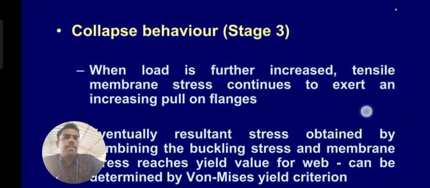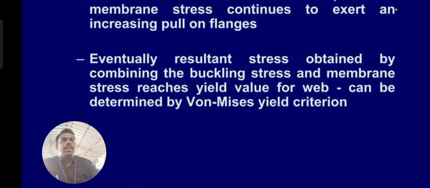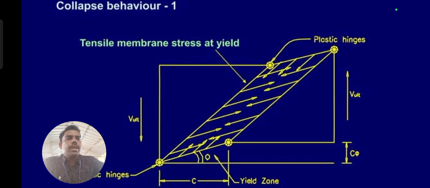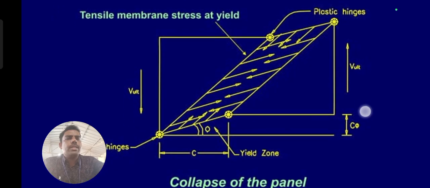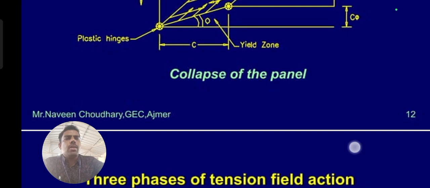And coming to collapse behavior, when the load is further increased, the tensile membrane stress continues to exert an increasing pull on the flanges. Eventually, the resultant stress obtained by combining the buckling stress and membrane stresses reaches the yield value of the web, and it is determined by the von Mises yield criterion. See here, when the load is continuously increasing on that particular member, it goes to collapse. Without warning, it collapses as the load increases.